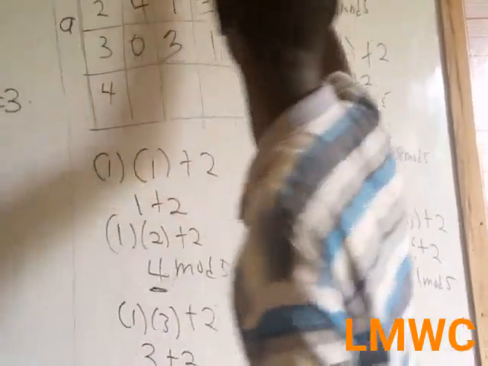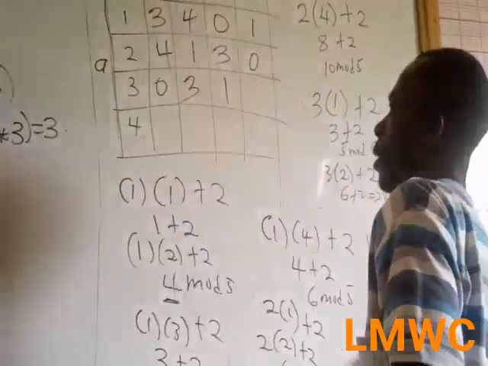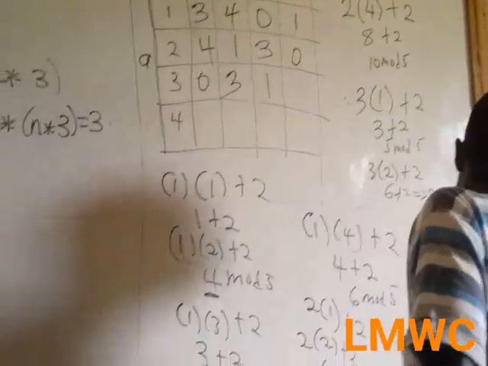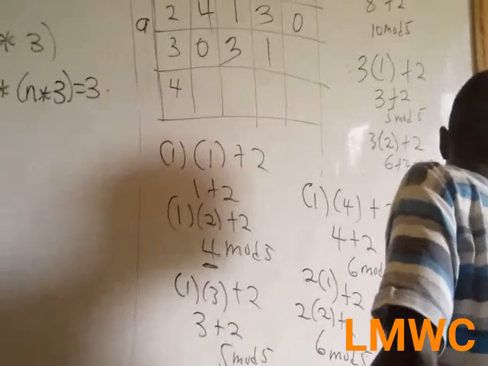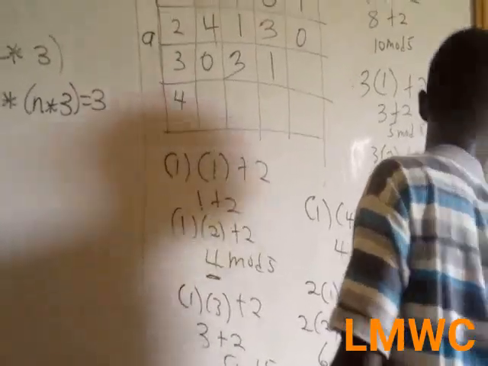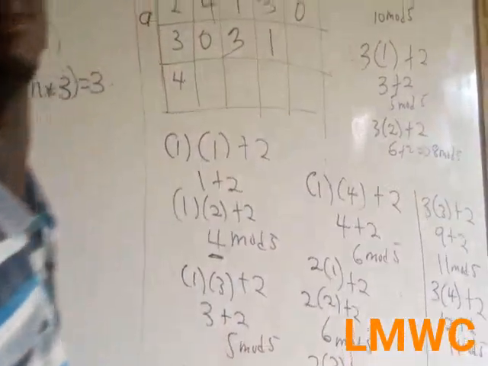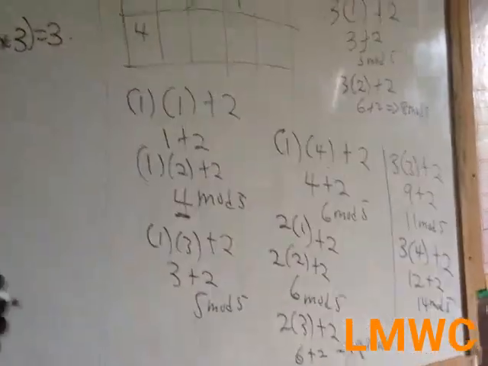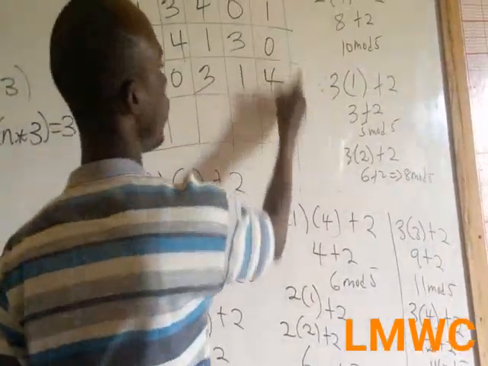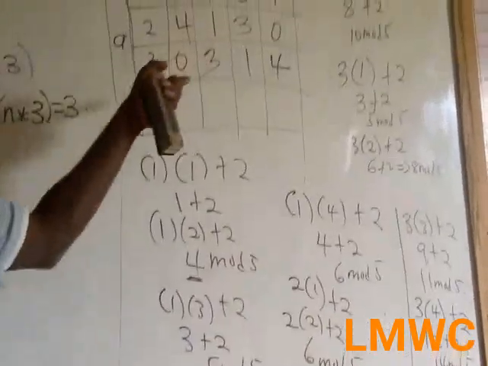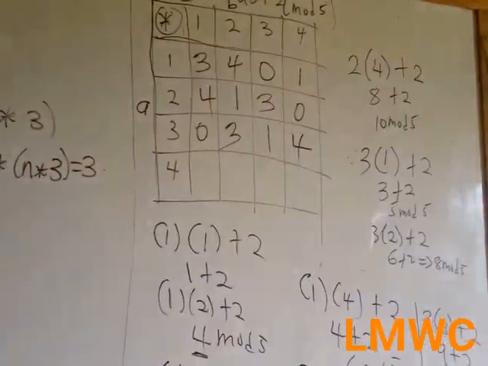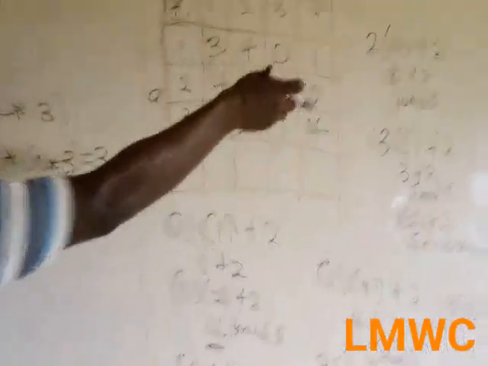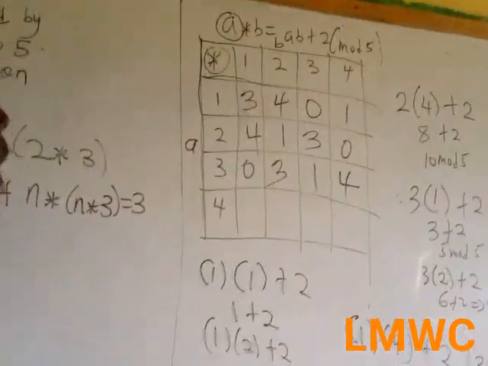So A is 3 and B is 4. It becomes 3, 4 plus 2. 3 times 4 is 12 plus 2. We have 14 mod 5. And 14 mod 5 is the same as 14 divided by 5. 5 goes into 14 twice, remainder 4. And once you have reached this portion, you see always the vertical portion is equal to the horizontal portion.